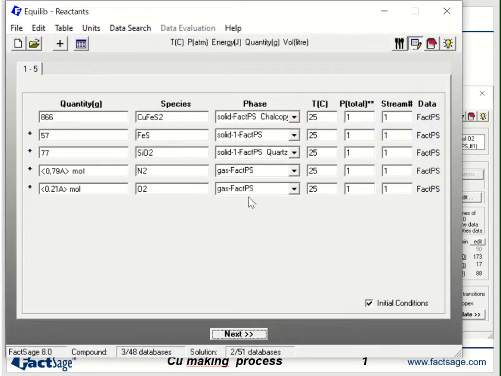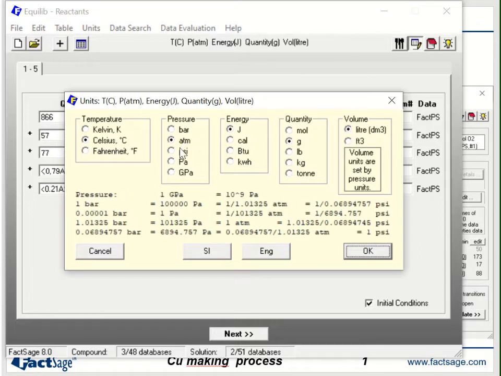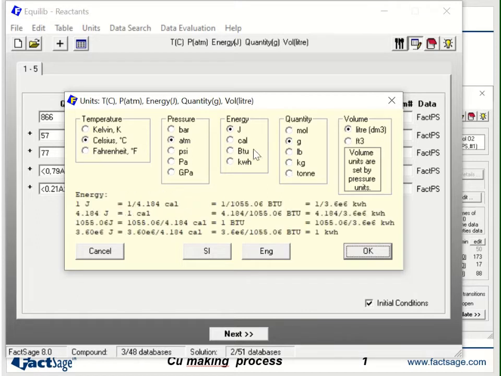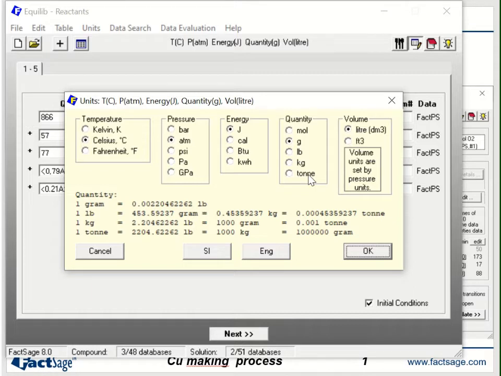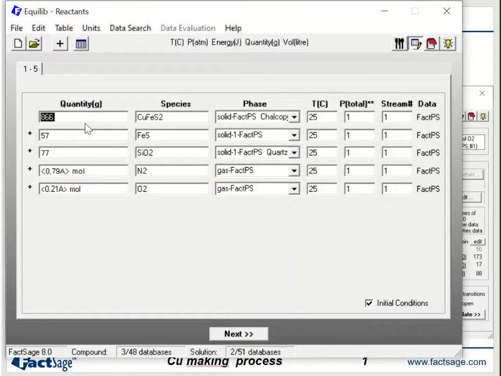And then we are injecting one by one all these species. And the unit here, by the way, if you click this actual unit tab by using the mouse left click, then you can see that this is Celsius and ATM, and then Joule and the gram unit. Of course, you can use more engineering units like kilowatt hour or some other value, and say okay.